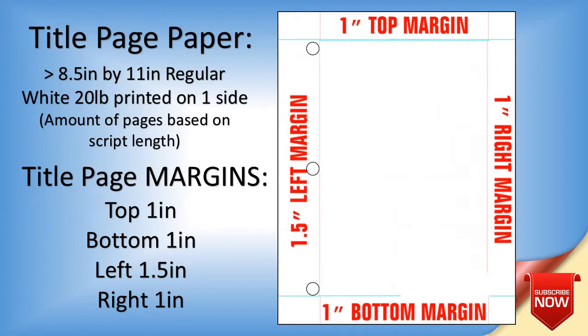Now, let's start with the type of paper you should be using. If you're writing a screenplay, the first draft, second draft, way before you finished your official draft and are ready to print it out, you can just use whatever paper is in your printer. Just use regular white stock paper, 8.5 inches by 11 inches. It'll be printed on one side, and the amount of pages you need depends on how long your script is. So make sure you stock up on some paper.